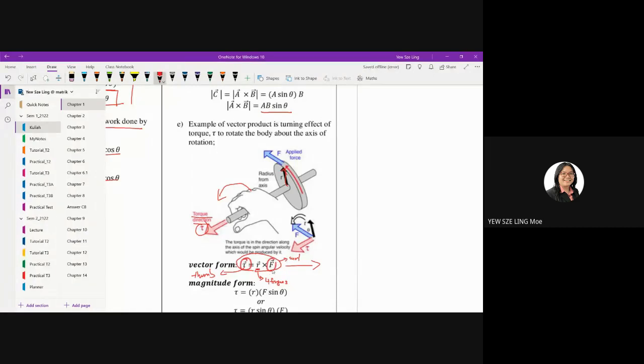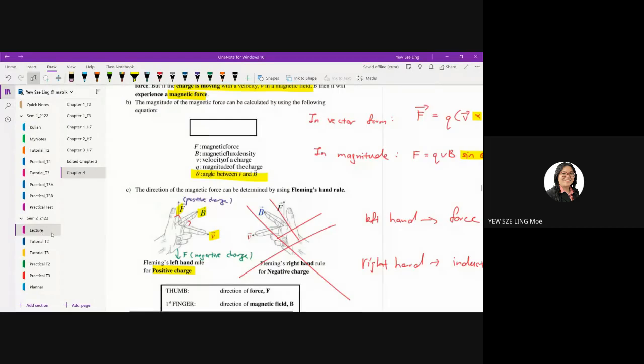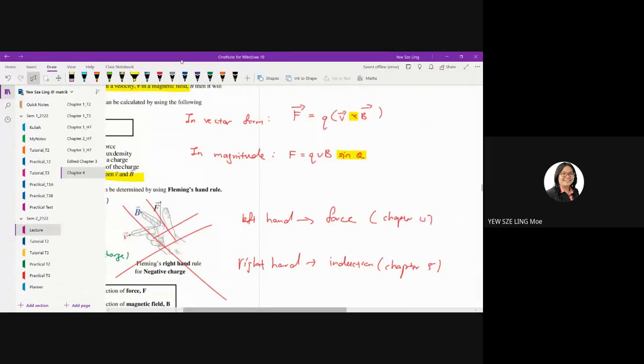Kamu pusing ke arah mana? That is the direction that you curl to. So when it comes to the case just now, kalau kamu guna right hand rule, this is the equation that we have, right? So if you apply the right hand rule, force represents the direction of your thumb.